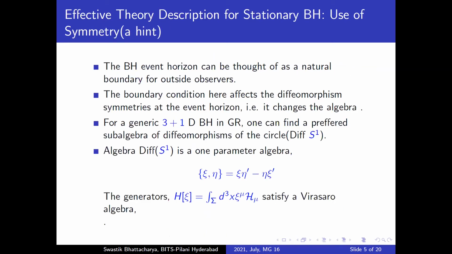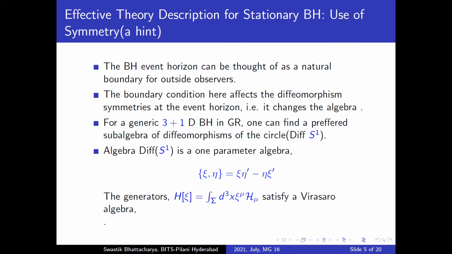So now the question is, since we want to consider something beyond the fluid description, that is, maybe it is still a low energy theory, but at least it tells you about the structure of the quantum theory on the horizon. So is there an effective theory description for stationary black holes?